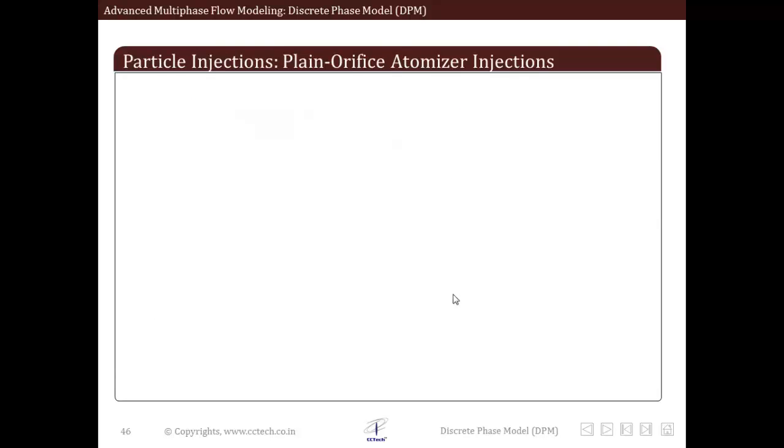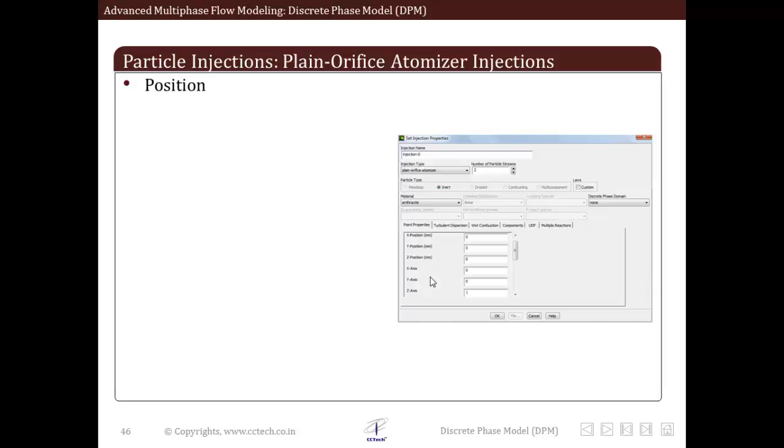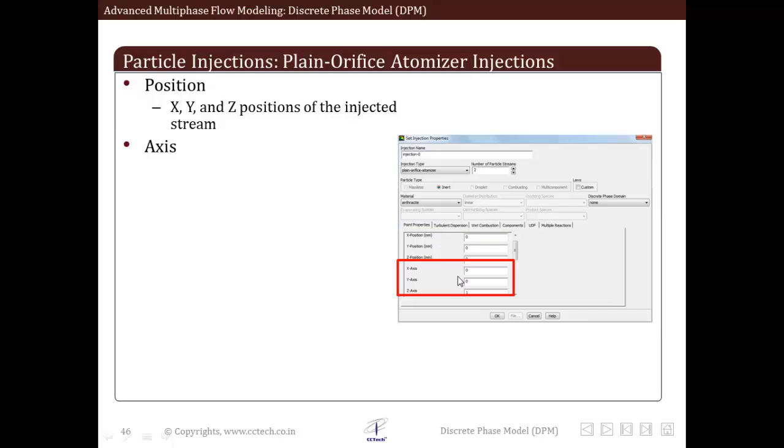Let us now discuss the user inputs for plane orifice atomizer injections. For this type, we have to input the position. This is the set injection properties panel. We select the plane orifice atomizer here within the injection type. We select the number of streams. Then we input the position XYZ coordinates of the injected stream. After that, we input the axis. Within the axis, we input the XYZ component of the vector defining the axis of the orifice, which is given here.